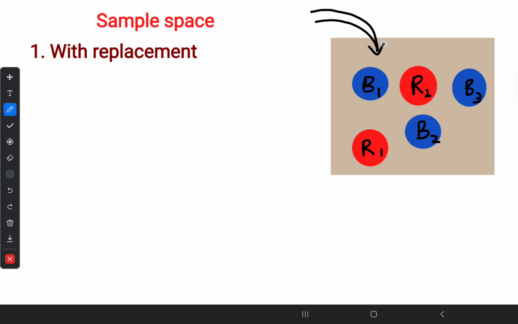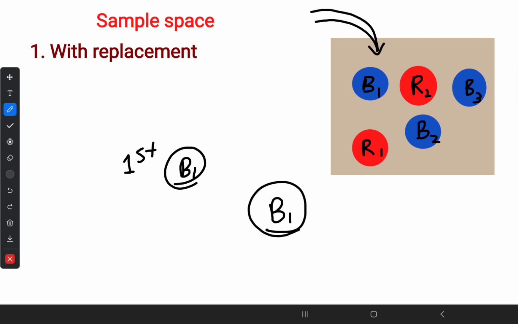First, you will put your hand inside it, you will select the B1 ball. Okay, B1 ball. And you already marked this one as B1. After selection of that, you will mark it on your paper. First, I selected this B1. Thereafter, with replacement, that means again you will put that ball into the bag. You will put the same ball into the bag and shuffle it. Again, you are going to select a random ball.